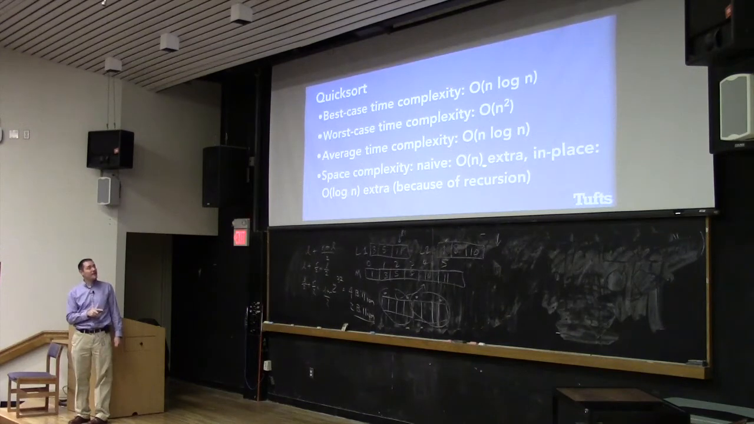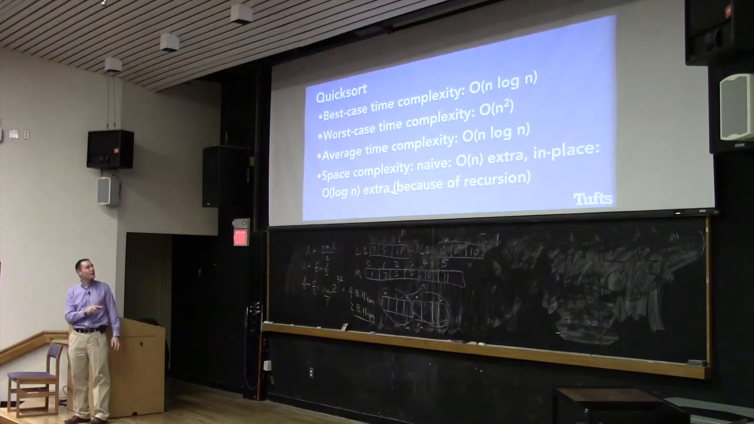Space complexity for the naive version is where you have to add this extra amount of space. In place, though, you do have an extra logarithm because of the recursion, and they count the recursion as taking up extra space. It takes up space on the stack. It doesn't really matter that much, but that's what they define it as.